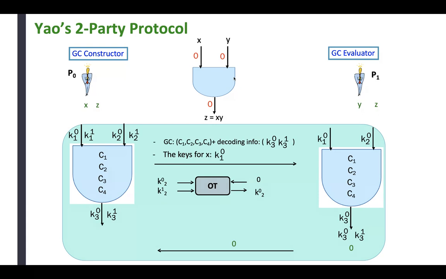MPC cannot prevent that from learning. Even think of a trusted third party. Even in that ideal world, if P1 had 1 as the input and P0 had 0 as the input, then from seeing the output as 0, P1 will be able to infer that P0 had 0 as the input. So anything that can be derived from the input and output of the corrupt party is allowed in MPC. But beyond that, nothing is allowed. So that is exactly what we have achieved here.